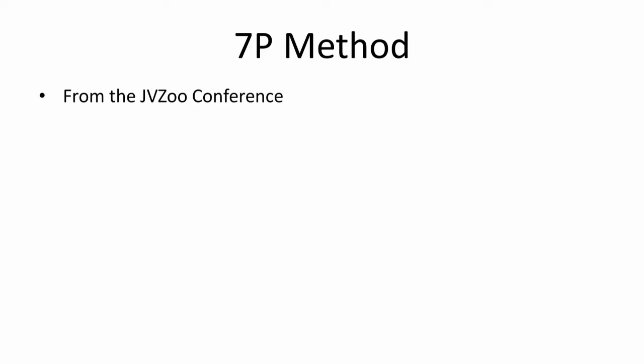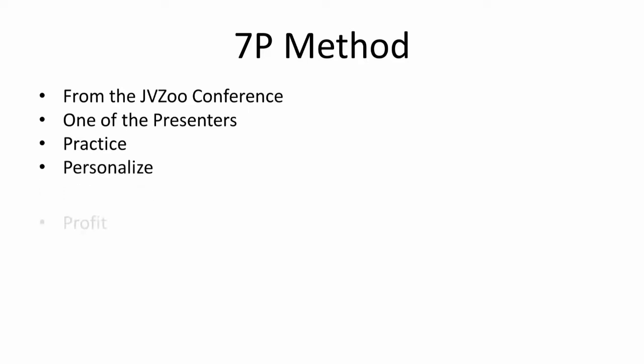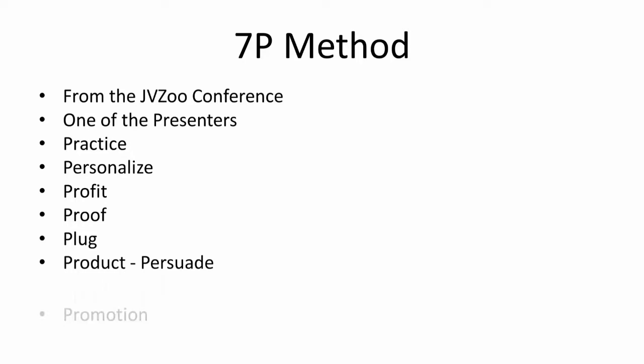Now the method is a variation of one that was discussed at a recent JVZoo conference. One of the presenters there actually came up with a way that you can create a product and get in front of people, as well as get traction from affiliates. And so we're going to be talking about the 7 Ps, and I'm going to introduce them to you now: practice, personalize, profit, proof, plug, product and persuade, and promotion.